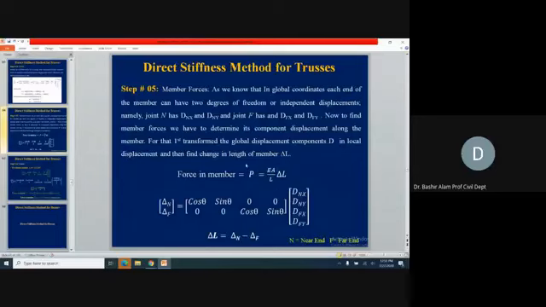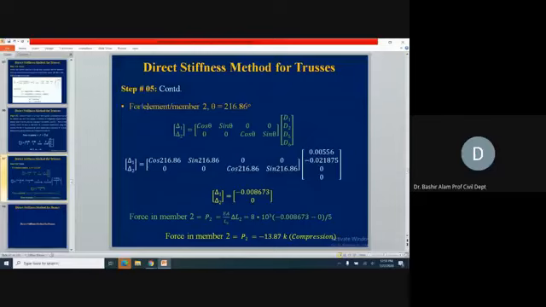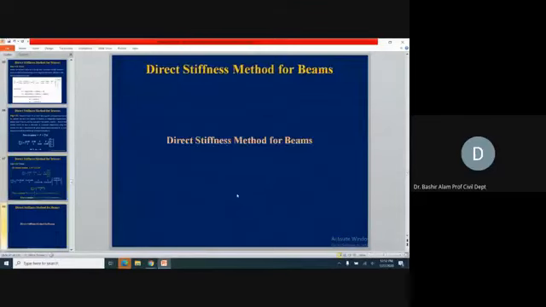Then we come again to the member forces. These are known in the global system, so we can find the local ones by this transformation matrix. Here this is for element 2, all these, and you need to go through this. If you have any question, you can ask me in the coming lecture.